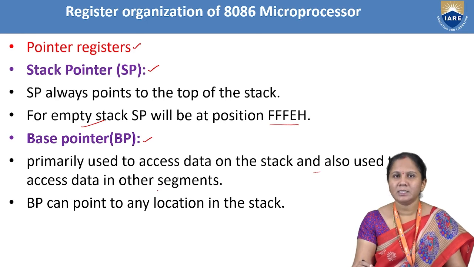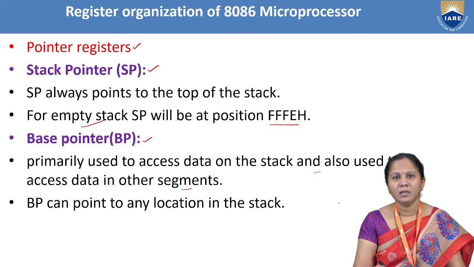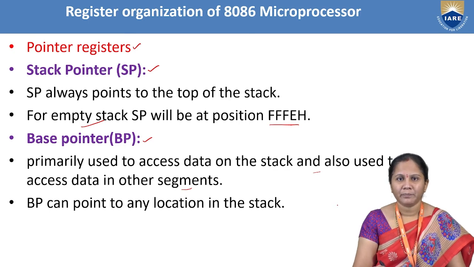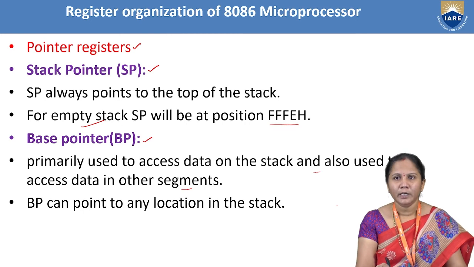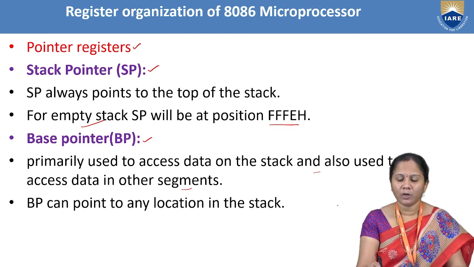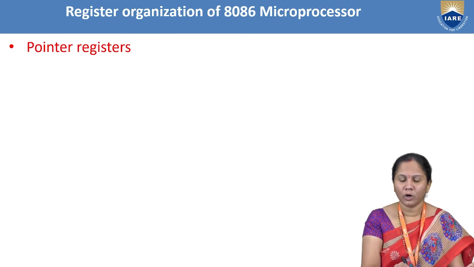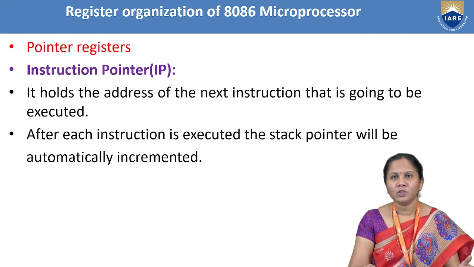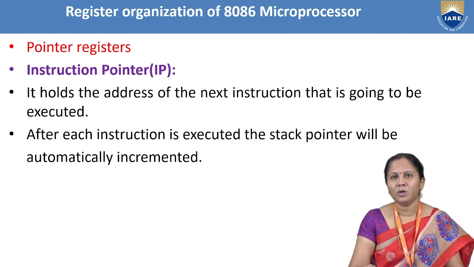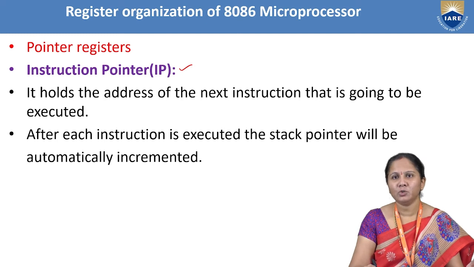The next pointer register is BP, which represents the base pointer. Generally, the base pointer is used to access data on the stack, and it is also used to access data from other segments. If the stack pointer points towards the top of the stack, the base pointer can point towards any location in the stack.